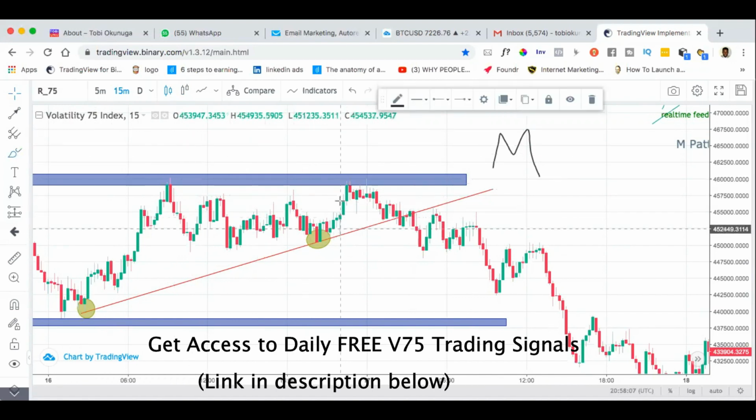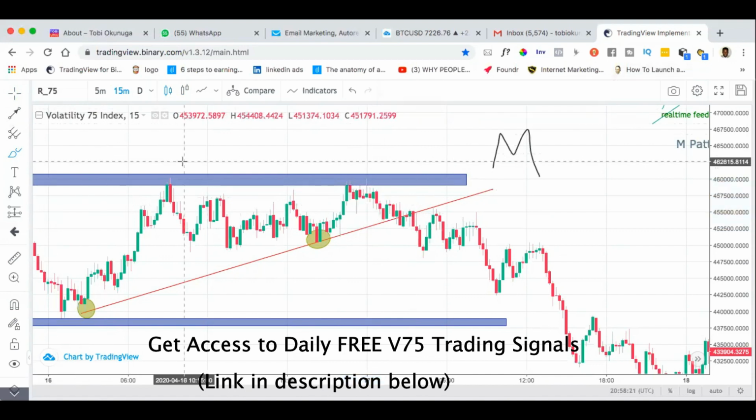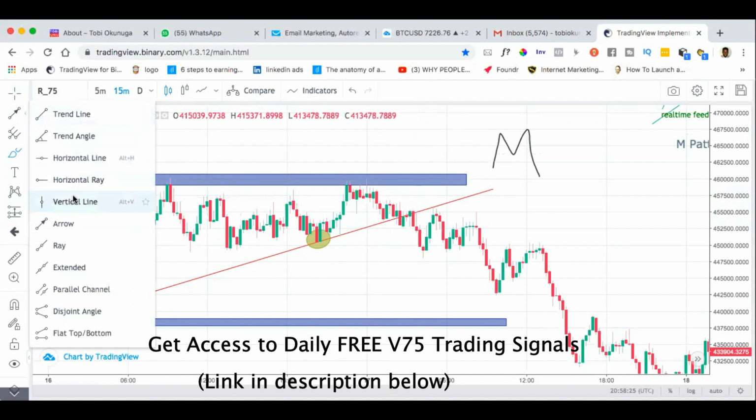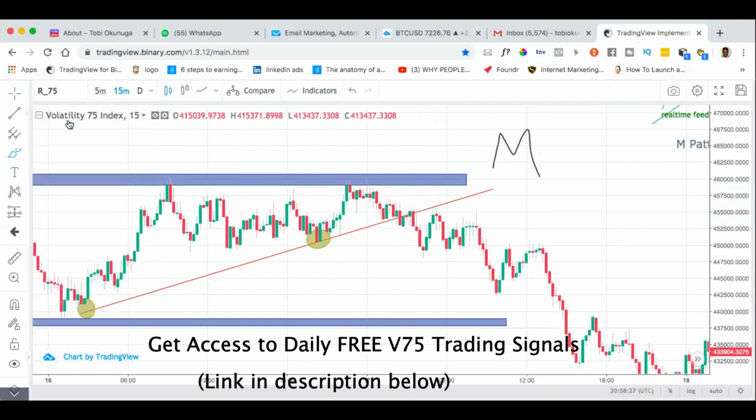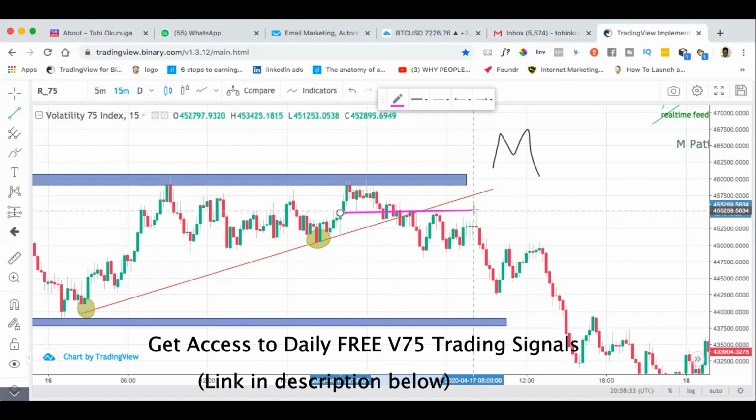Over here, I see this, right? So that's an M. I've identified an M pattern. Let me put this away, and this is my neckline. I'm going to draw my neckline so that I don't get confused. I told you that the wicks matter. So this is my neckline, guys, over here.